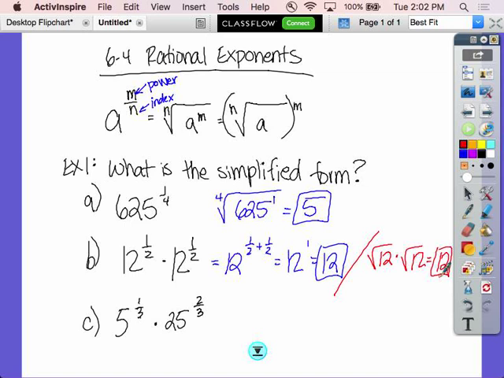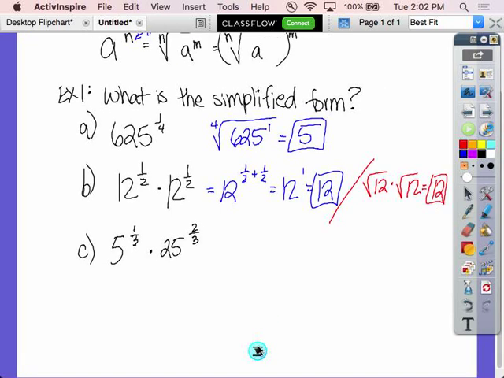All right, and then the last one. How would I write 5 to the 1/3? Not 5 cubed, but the cube root of 5.